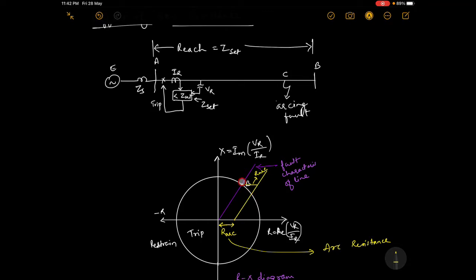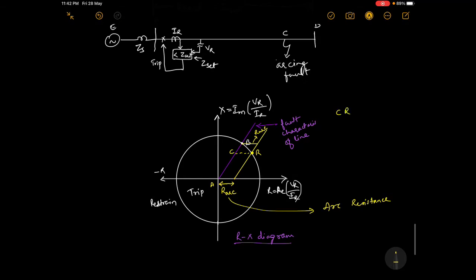Now see, from this point to this point was the reach. What is the reach now? From this point to this point, correct? So the reach is only up to here. Effectively, it had to go from point A to point B, but now it is reaching only up to this point AC. So let me call this reach R. So what is CR now? It is R arc, which is nothing but the arc resistance.